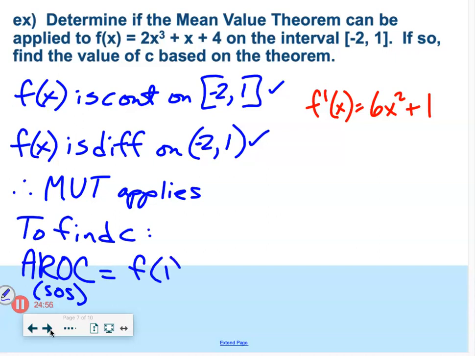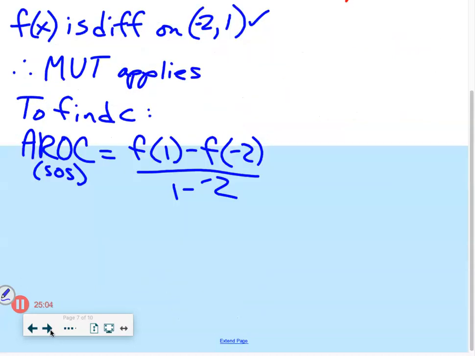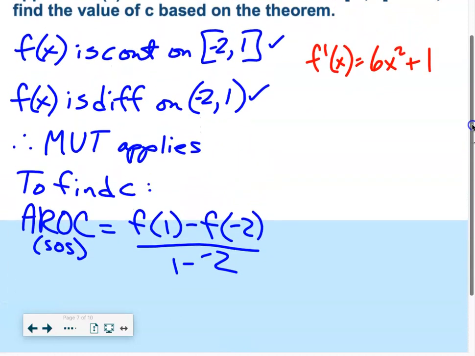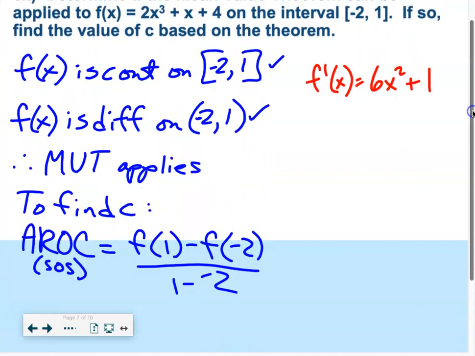All right, so average rate of change: f of 1 minus f of -2 over 1 minus -2. This just never goes away. Keeps popping up. So take a minute. I'll put the function up so you can see it. There we go. Take a minute. Find the average rate of change.